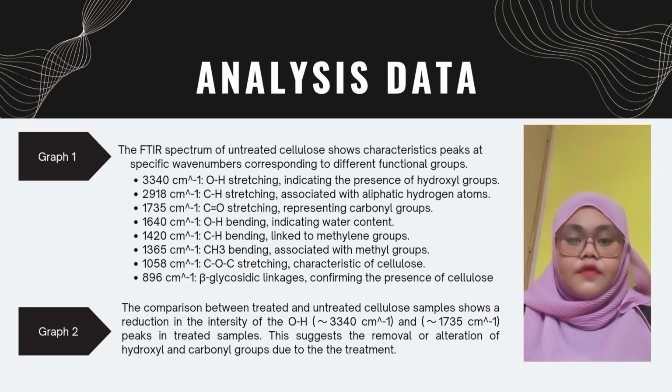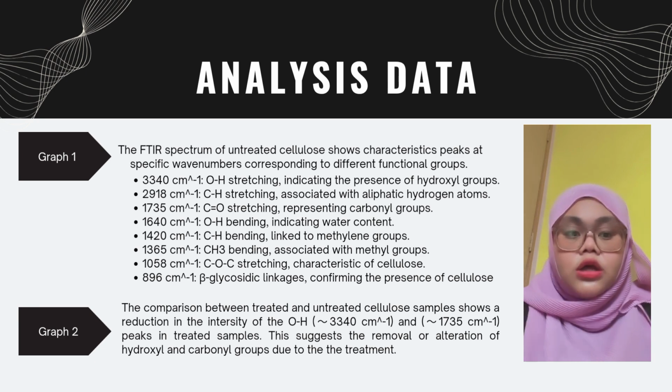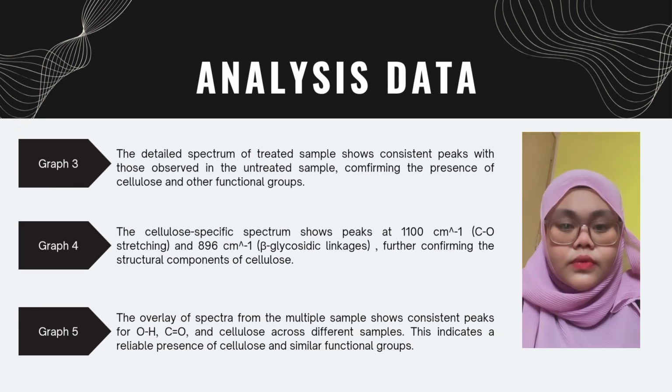Analysis of data. For graph 1, the FTIR spectrum of untreated cellulose shows characteristic peaks at specific wave numbers corresponding to different functional groups. Graph 2, the comparison between treated and untreated cellulose samples shows a reduction in the intensity of the OH peaks in the treated sample. This suggests the removal or alteration of hydroxyl and carbonyl groups due to the treatment.